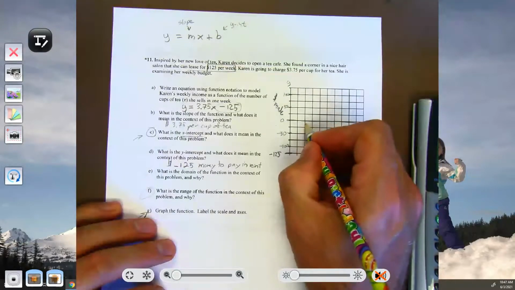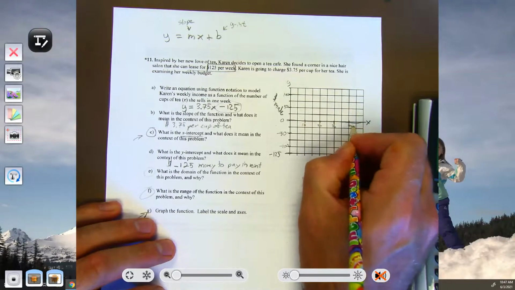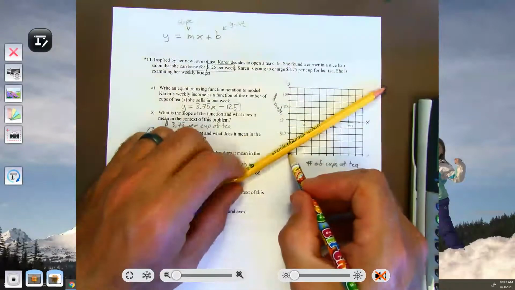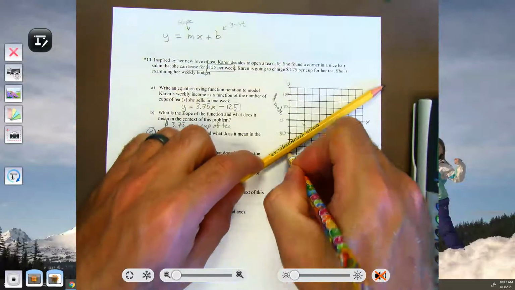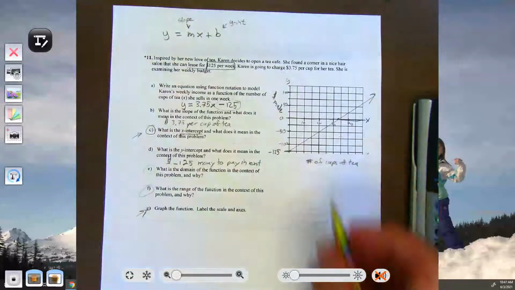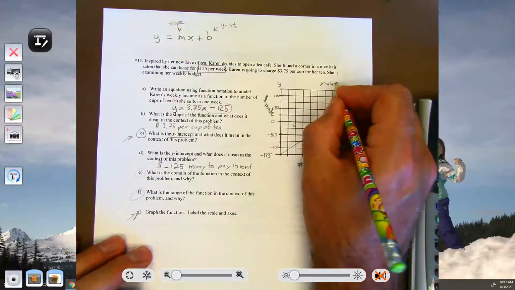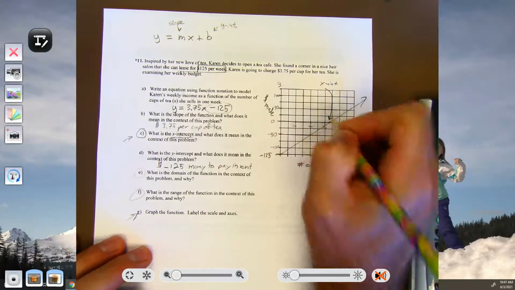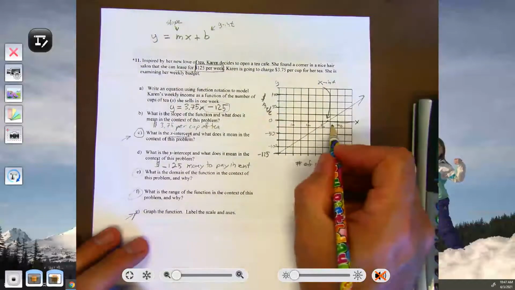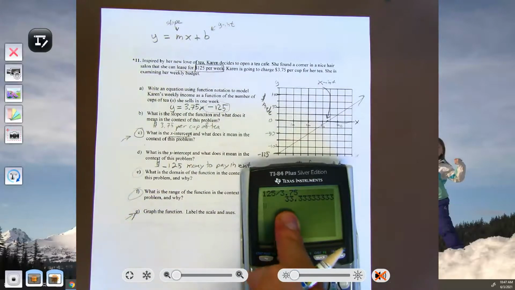So let's go 10, 20 cups of tea, 30 cups of tea, 40 cups of tea, and then 33 and a third is right here. If I graph this, it should look like this. That's what her income looks like. This point right here is my x-intercept. What that tells me is the number of cups of tea she has to sell in order to make money, which is 33 and a third, or 34 cups of tea.